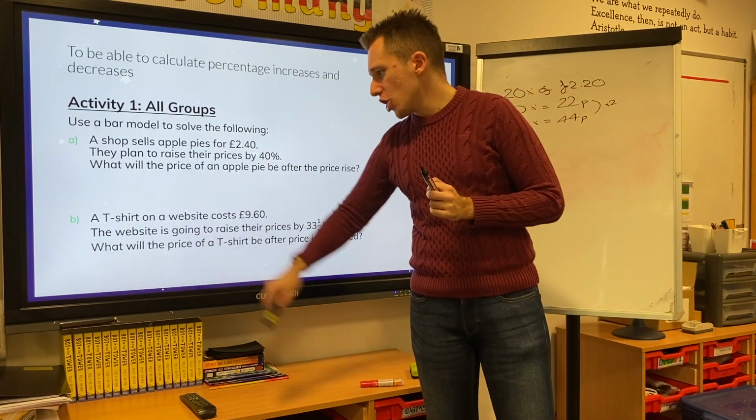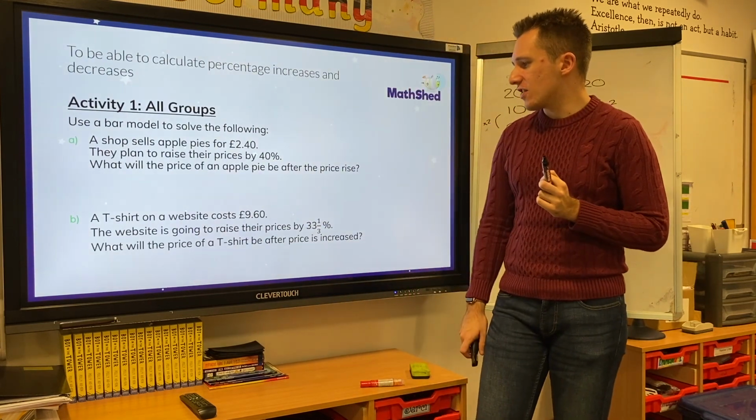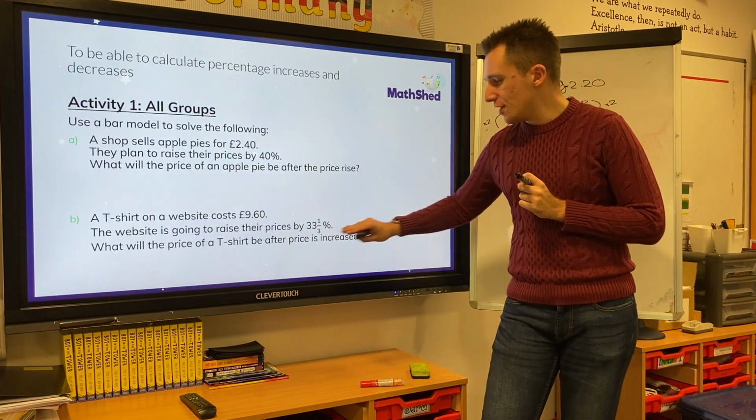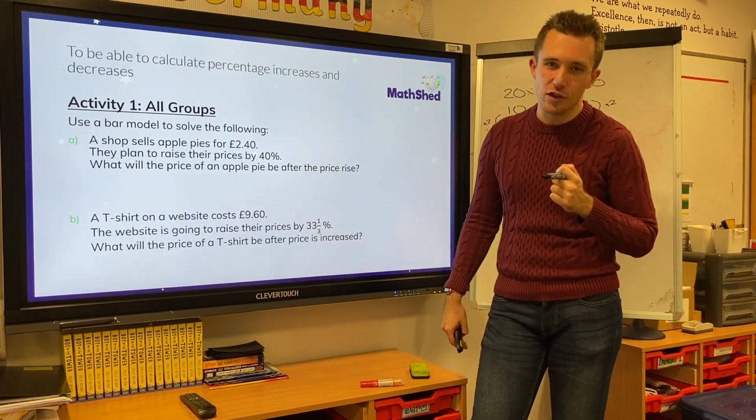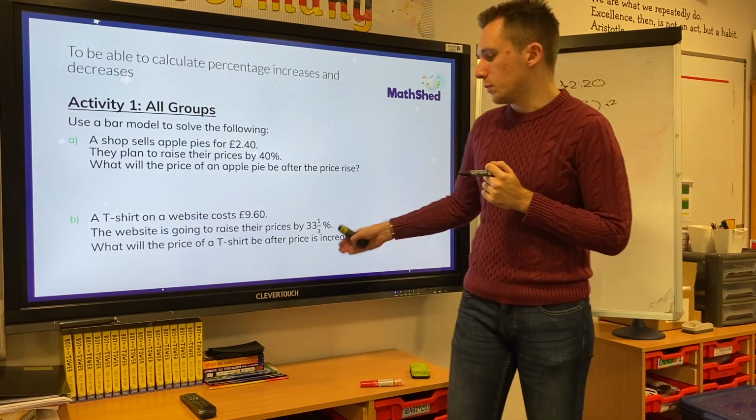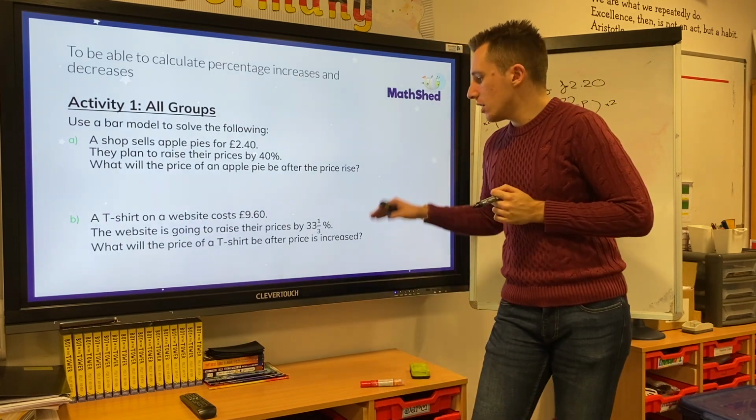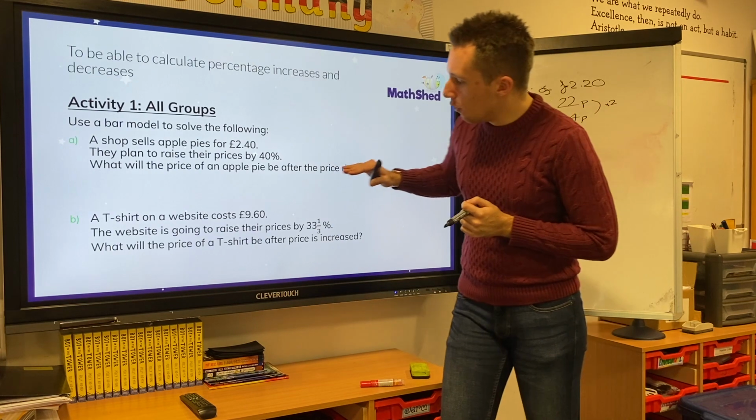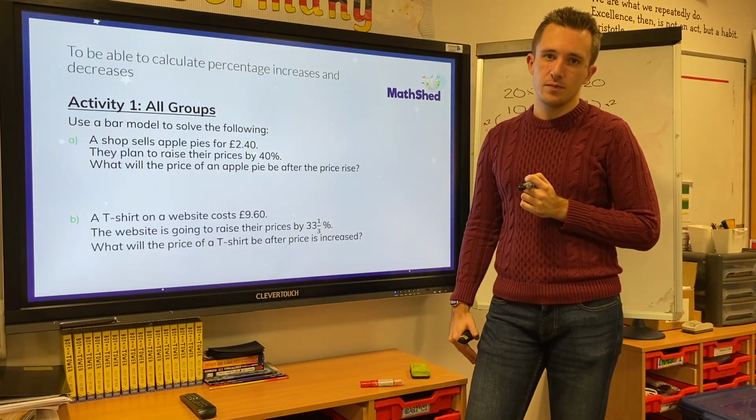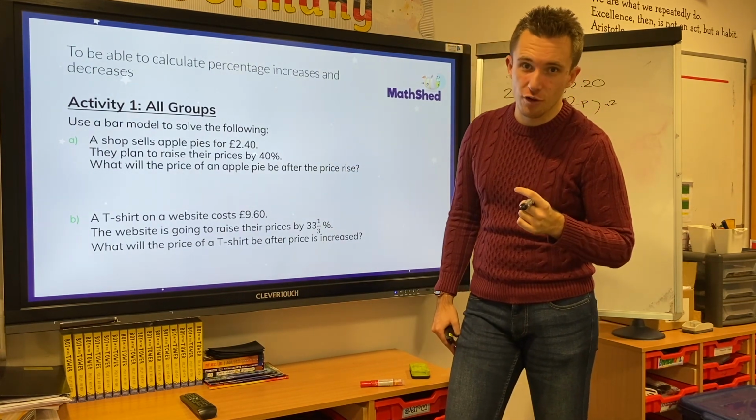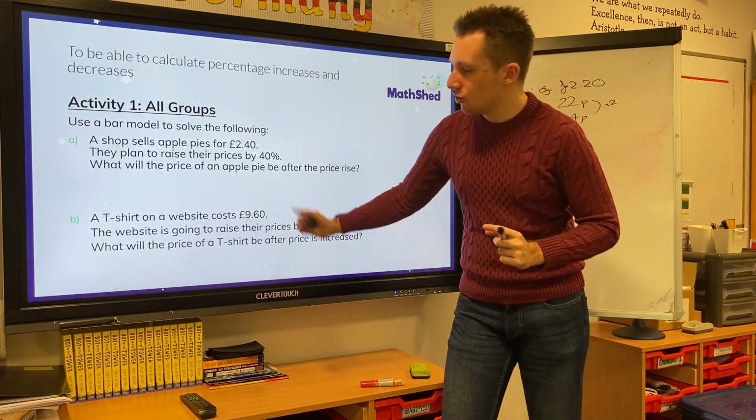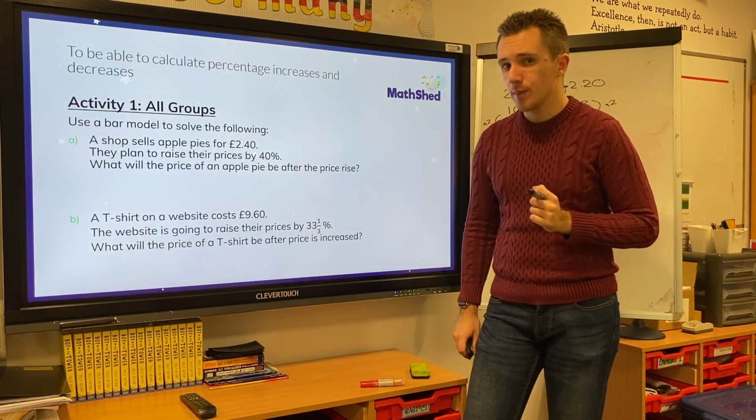B. A t-shirt on a website costs £9.60. The website is going to raise their prices by 33.33%, so 33%. What would the price be after the rise? Step 1, find 33% of £9.60. You do that by dividing by 3. Step 2, whatever answer you get, add it to £9.60. Off you go.